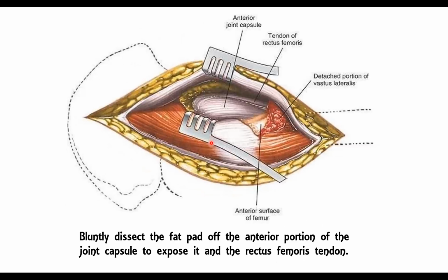Then bluntly dissect the fat pad. You will see the anterior portion of the joint capsule to expose it and the rectus femoris tendon. So here they have detached the vastus lateralis. You see, this is the joint capsule, and see that this is the tendon of the rectus femoris. Okay, this one.